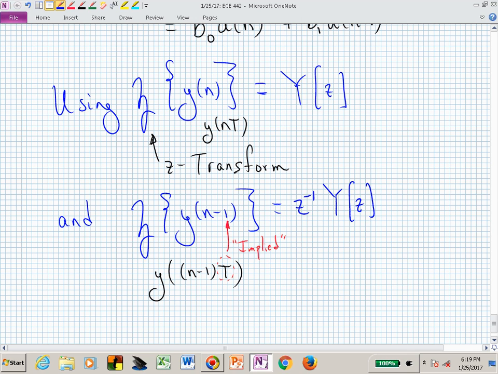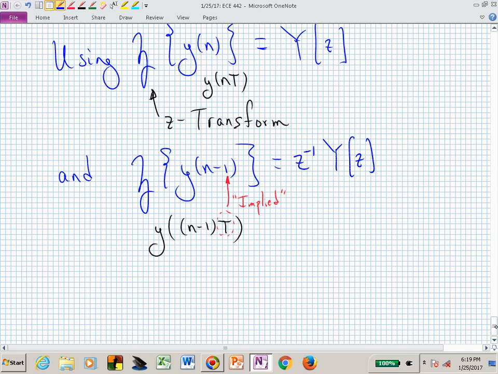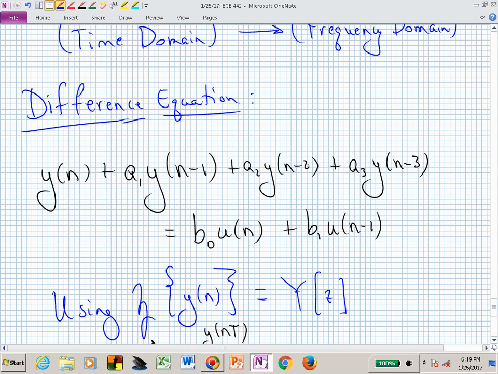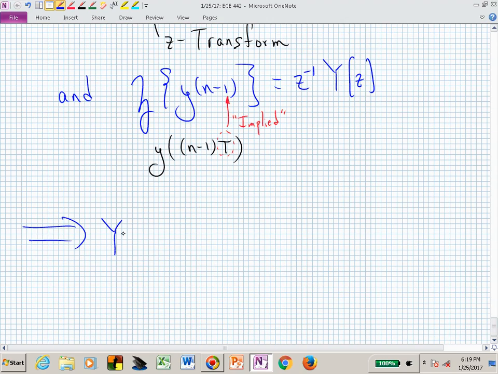That's really all we need in terms of understanding to take this linear time domain difference equation into the frequency domain. If we know these two relationships, what would be the Z transform of y of n minus 2? Z to the minus 2 times capital Y of Z. Now we're good to go. What do we know? If we Z transform little y of n, what's that? That's just capital Y of Z. What's the next piece?